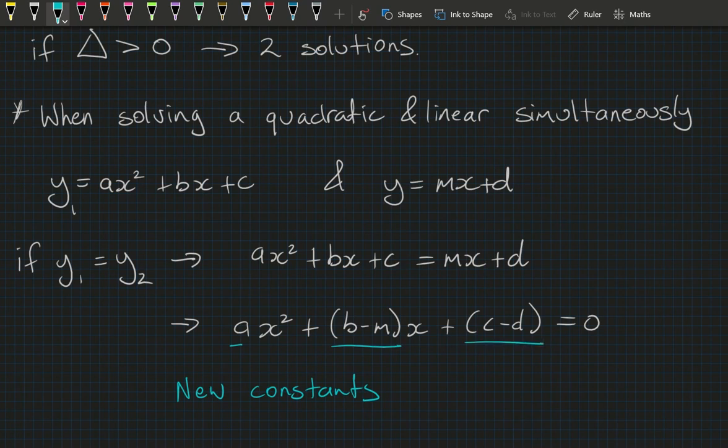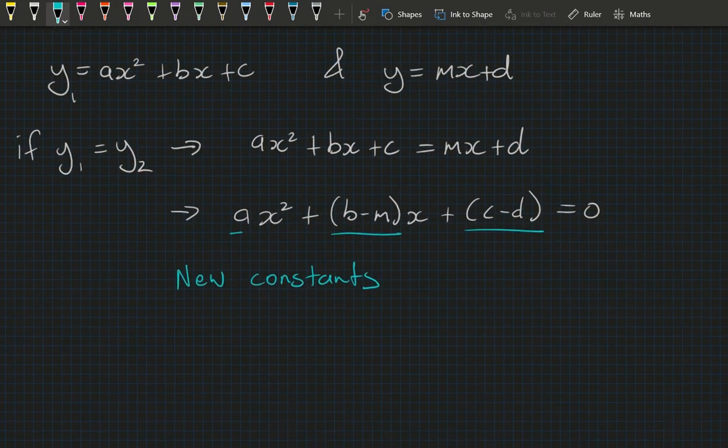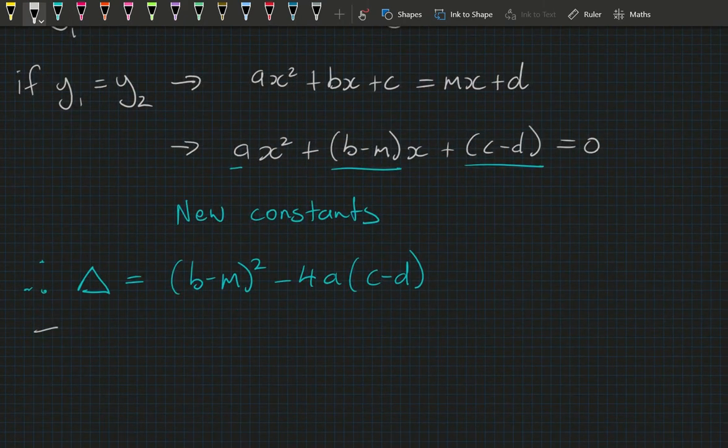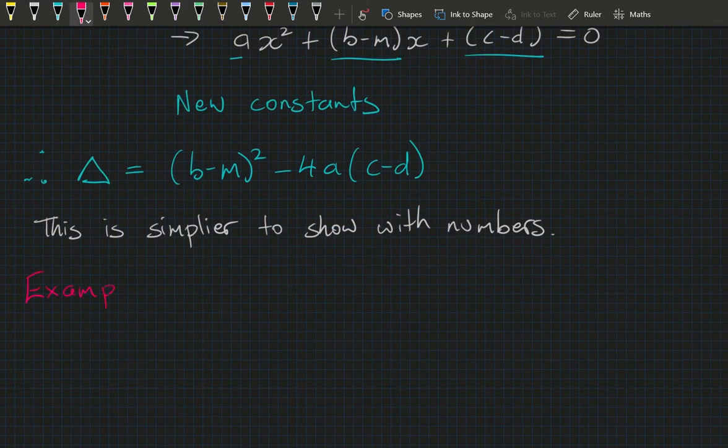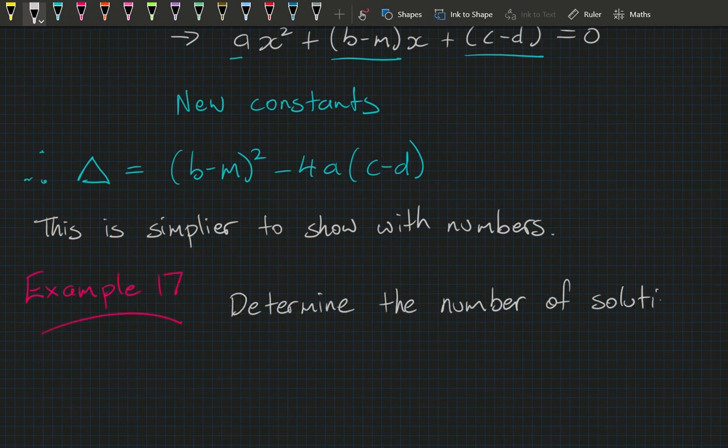So to figure out how many intersections there are, the discriminant here will be equal to (b minus m) squared minus 4 times a times (c minus d). And of course the intersections between those two lines are the solutions to this quadratic equation. Now, as we saw in the last section, this looks like a lot of algebra, but it's going to be a lot simpler to show when we actually use numbers. So while those things might be good for you to take your notes down, I just think we should jump straight into example 17, where we're going to determine the number of solutions to the following quadratics.